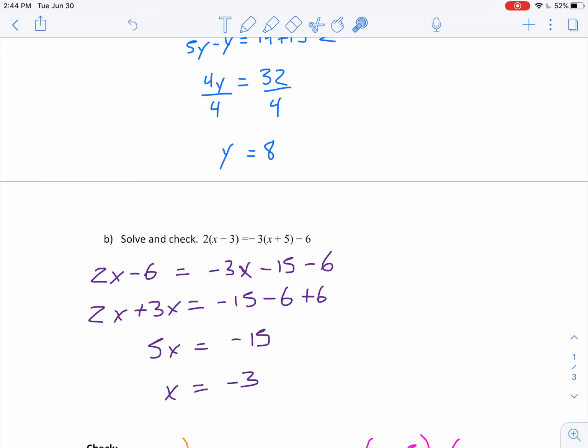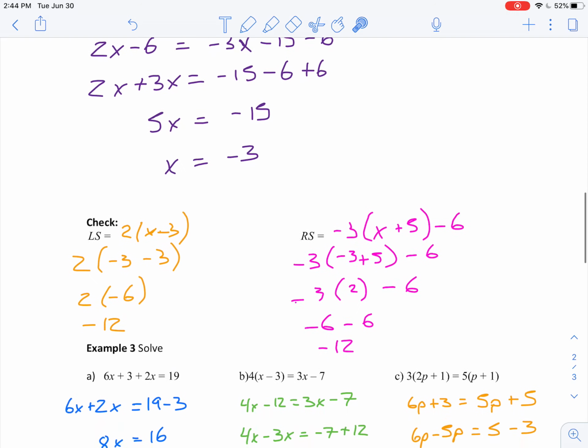Now I'm going to bring all my variables on one side. I'm going to bring this variable over. The negative becomes positive. I'm going to bring this constant over. This negative becomes positive. So now I have all my variables on the left side, 2x plus 3x, which gives me 5x. Then I have negative 15 minus 6 plus 6. Well, these just kind of cancel out. So I'm left with negative 15. Again, isolating by performing the opposite operation, in this case dividing by 5, I get my x value to be negative 3.